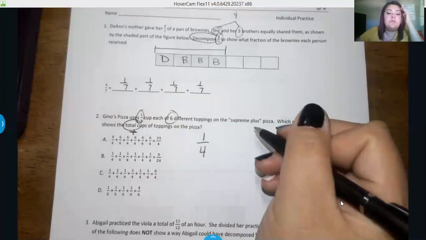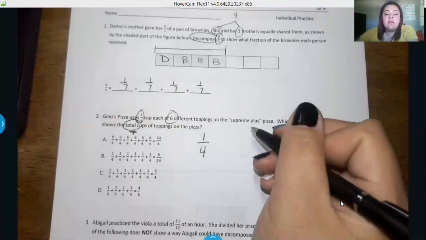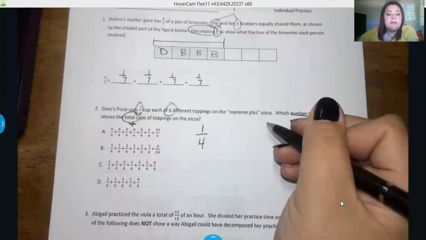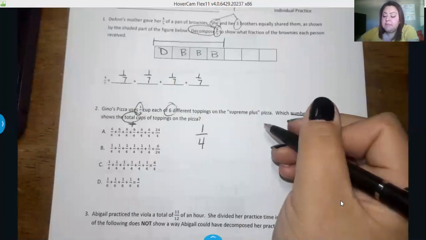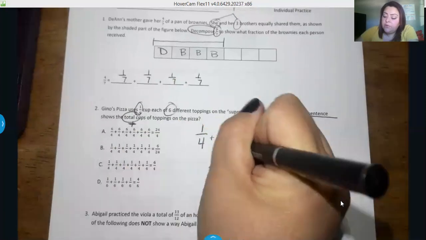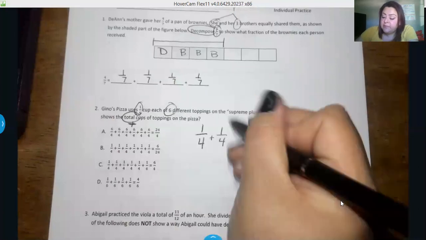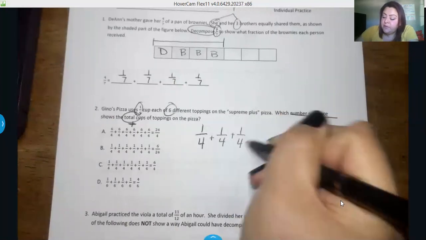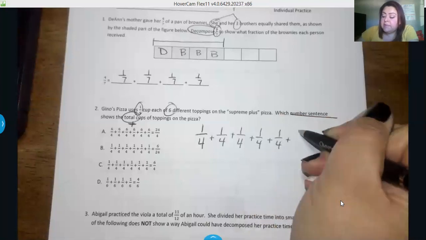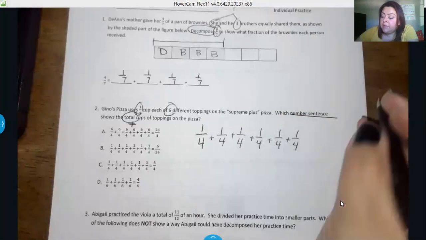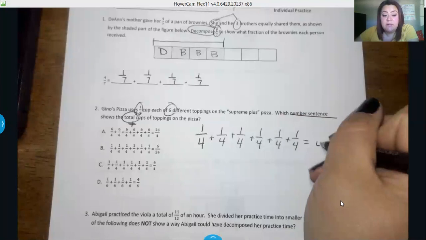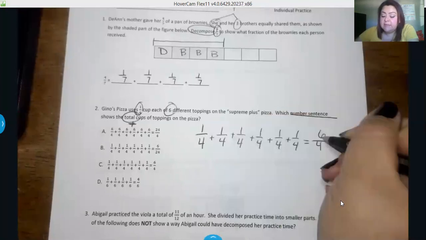Now, here's where people get confused. They think, oh, I'm going to multiply my top and bottom times 6. No, remember, your denominator does not change. What that means is we are adding, and we got total here, 1/4 six different times. That's all that means. They're putting it into a number sentence. So when I add them together, my denominator stays the same. I add my top, which is 6, okay?